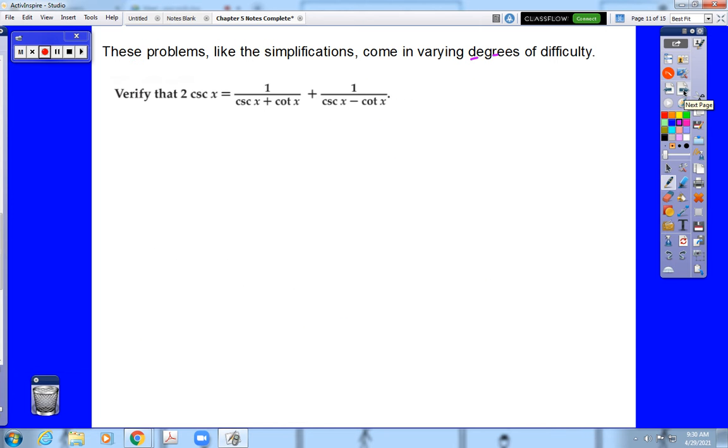Okay, so now these do come in varying levels of difficulty. Some of them are going to be harder than others. So here's an example of one that is a bit harder. It's actually fairly significantly harder.